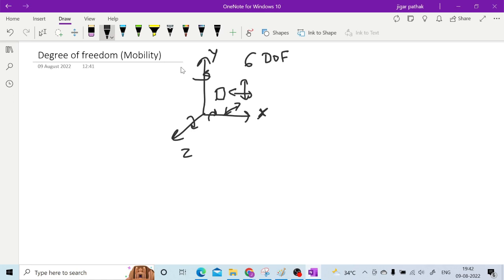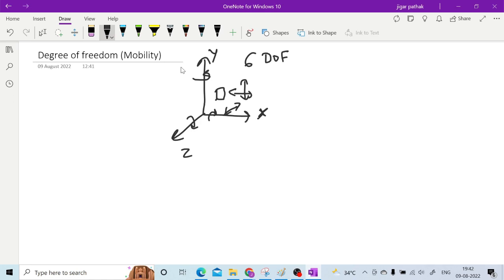In planar mechanisms, if you have any object, what will be the degree of freedom of this object? You will have translatory motion along x and y, and you will have rotary motion about this particular axis, right? So this is how you have 3 degrees of freedom with any link in this 2D or planar mechanism. In a spatial mechanism, or in 3D, you have 6 degrees of freedom, right?